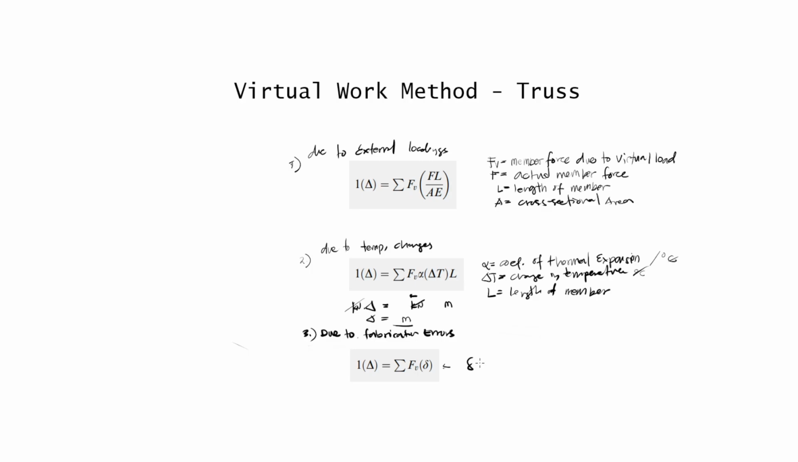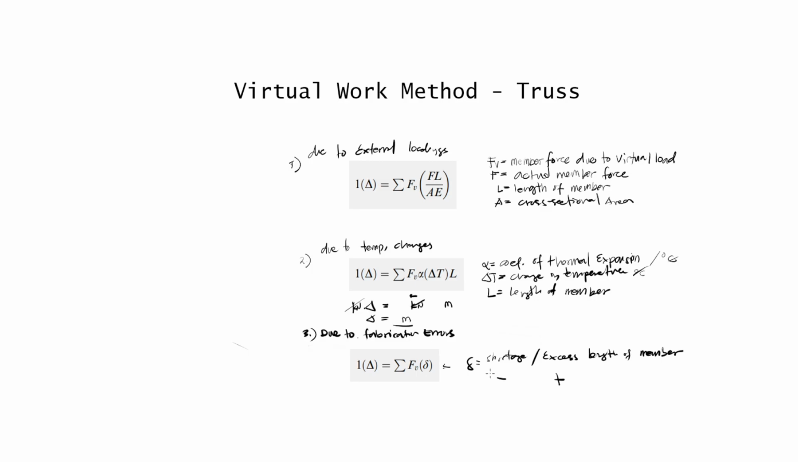What's new here is the sigma. The sigma here denotes the actual or given shortage or excess length of a member. If it is a shortage, it is negative. If it is an excess, it is positive.